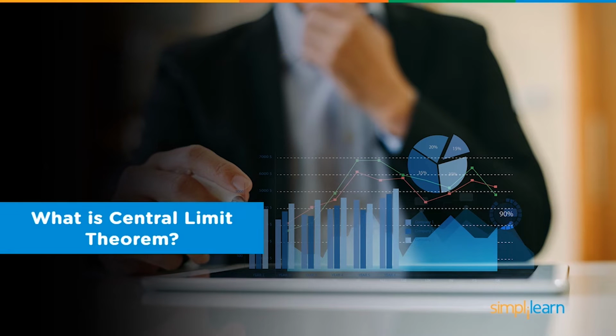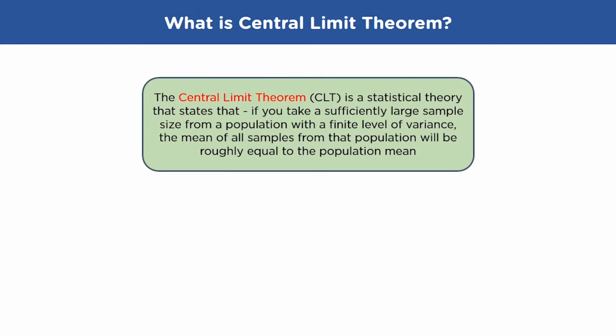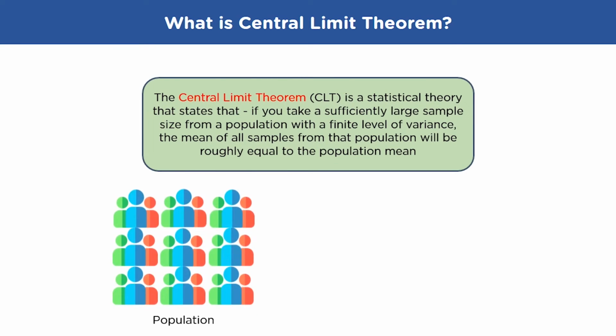So what is the Central Limit Theorem? The Central Limit Theorem is a statistical concept that states that the sample means of the distribution of a random variable will approach a normal distribution if the sample sizes are large, irrespective of the shape of the original population distribution. We take the population and we take the sample out of them.